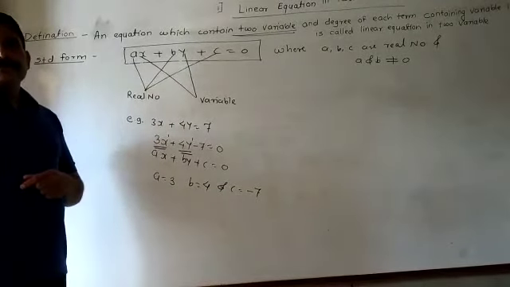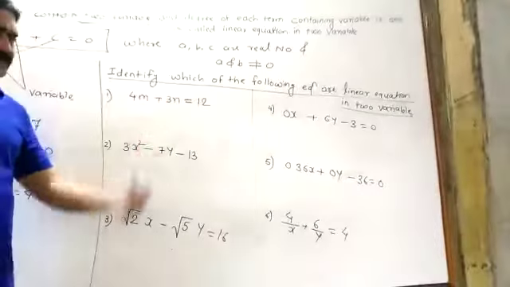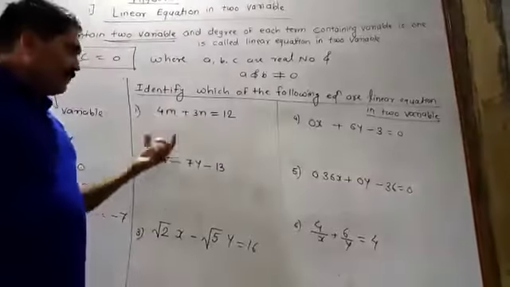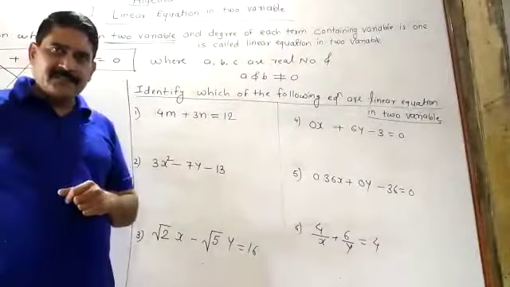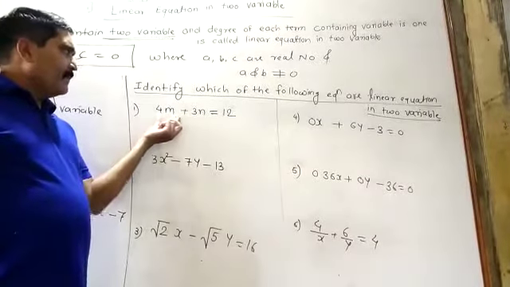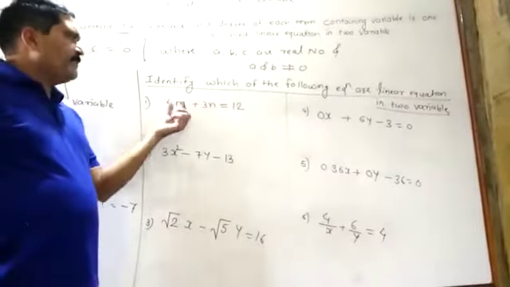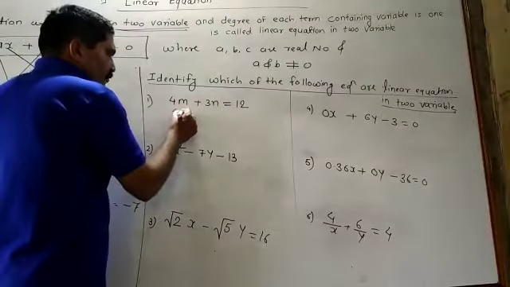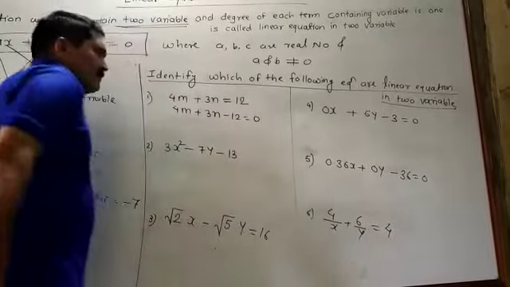Some equations are given, and we have to identify whether the given equations are linear equations in two variable or not. According to the definition and the standard form, you have to compare these equations and identify whether these are linear equations in two variable or not. Here the first example is given, 4m plus 3n is equal to 12. You have to compare this with ax plus by plus c is equal to 0. At that time I will write this as 4m plus 3n minus 12 is equal to 0.